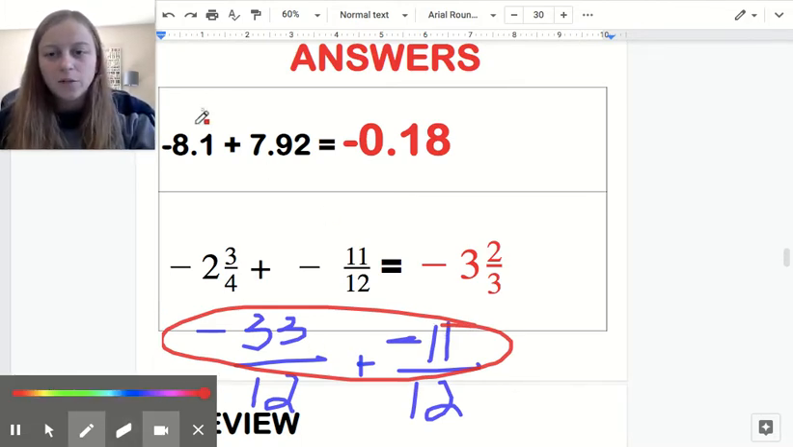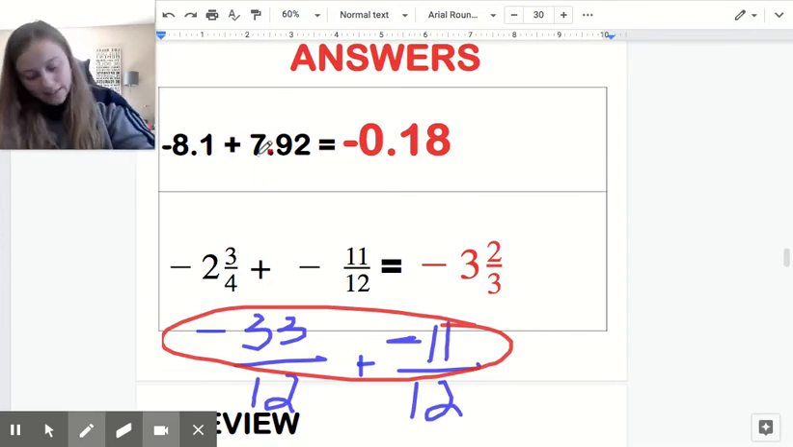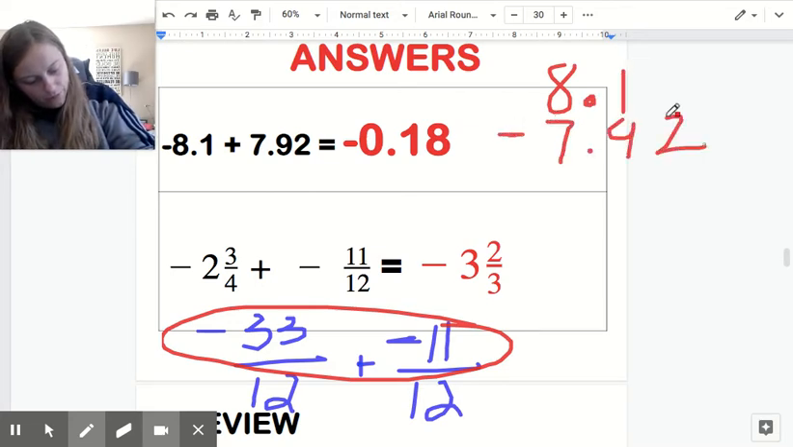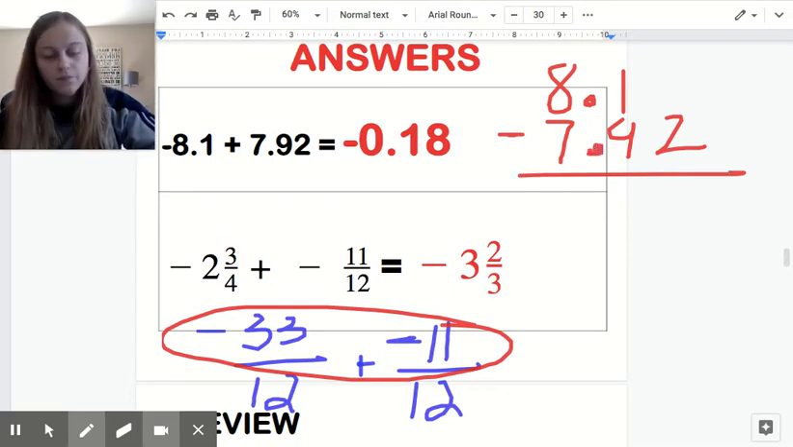For my decimals up here, I had different signs, so I really subtracted 8.1 minus 7.92, lining up my decimals.